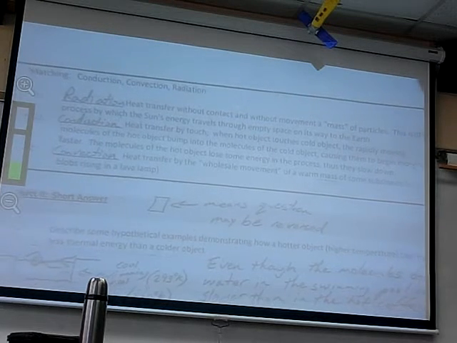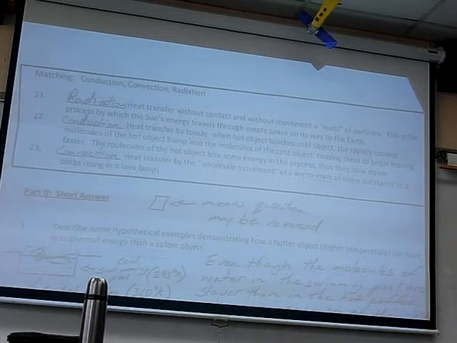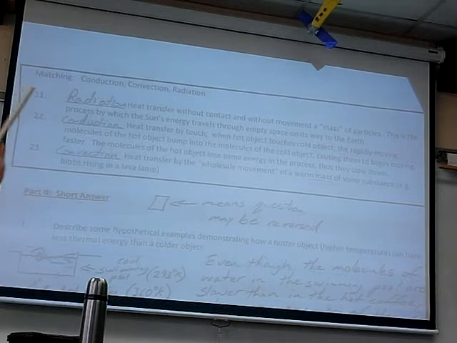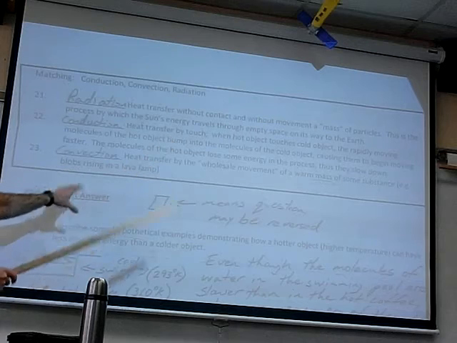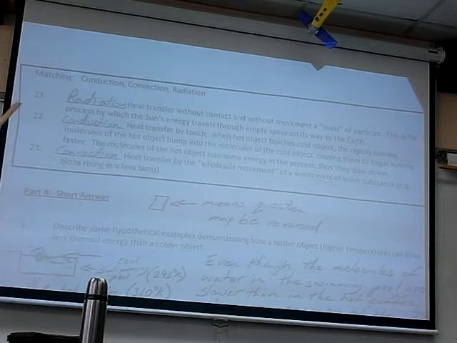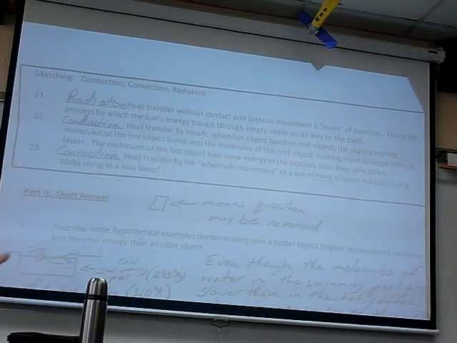So 21, 22, and 23 are radiation, conduction, and convection. Radiation is just what's hitting this board right now. Even if we were out in space, you'd be able to do this. We could project images using light. Conduction, you've got to touch something.